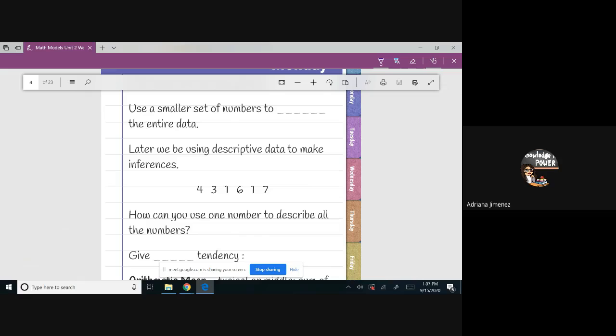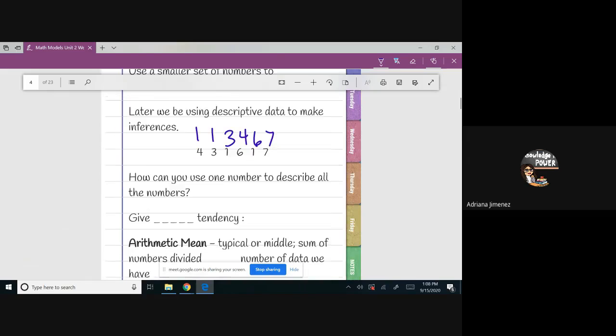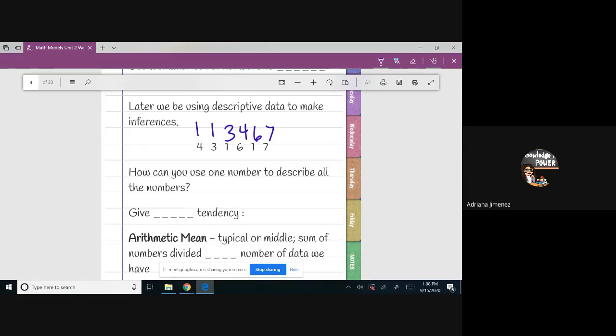Stop touching my computer. All right, to do this central tendency, you want to put everything in order from least to greatest. So 1, 1, 3, 4, 6, and 7. All right. How can you use one number to describe all the numbers? Well, that's when you want to give them the central tendency. You have the average, which is arithmetic mean. You have the mode, and you have the median.